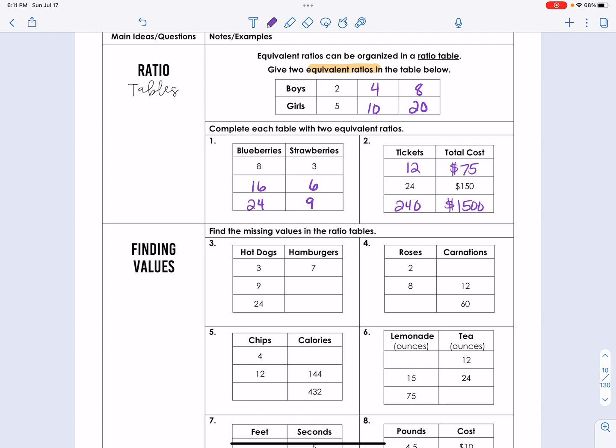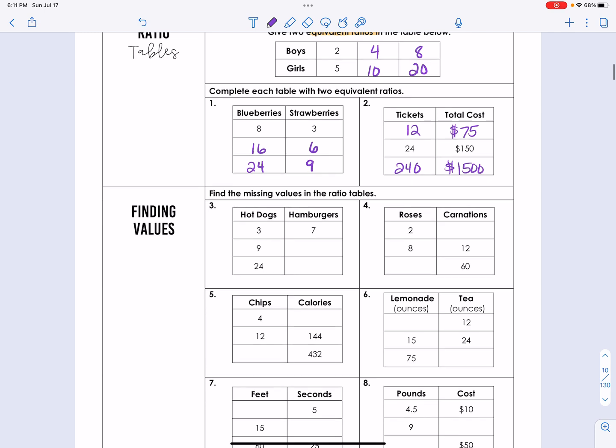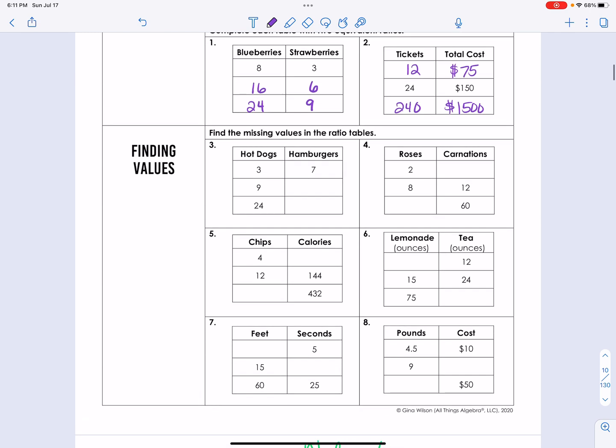Okay, so this is where you're going to go with this. It tells you 3 to 7. So now you have to figure out, I times by 3 to get 9. So if I times by 3, that has to be a 21. If the 9's already there, then I know hamburgers is 21.